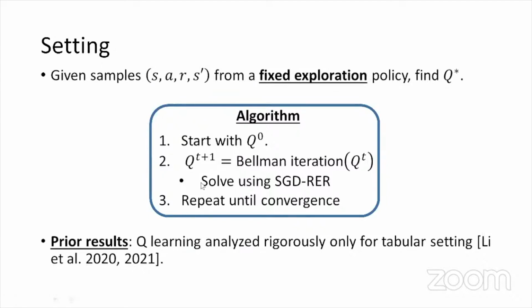Yeah, so in comparison to prior work, Q-learning had been thoroughly analyzed only for the tabular setting, and even there the sample complexity was not optimal. So our result has been able to extend this result to linear MDPs, as well as improve the sample complexity of the results for the tabular setting as well. So tabular is where each state action pair is considered as a different dimension.